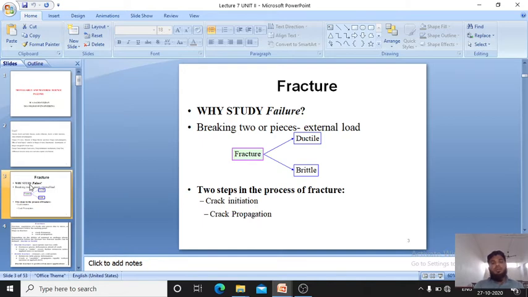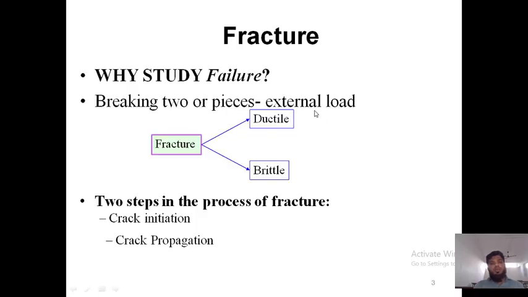So it is happening because of what? It is happening because of external loads. When you apply the external load, the material will break into two or more pieces. First of all the fracture is divided into two types. One is fracture of ductile material, another is fracture of brittle materials. For a fracture to happen, there are two steps to be taking place.